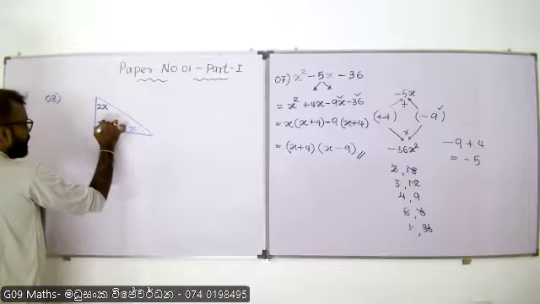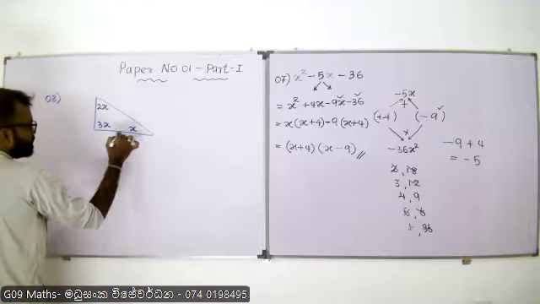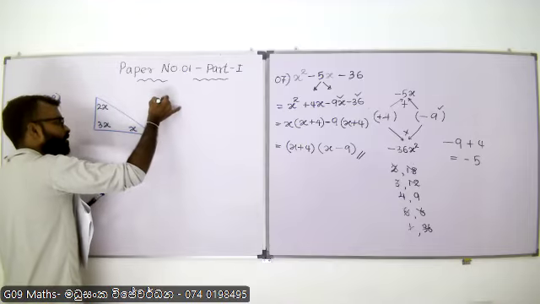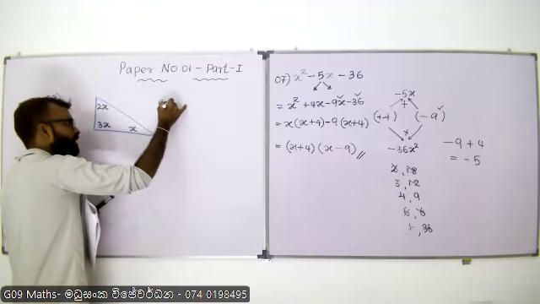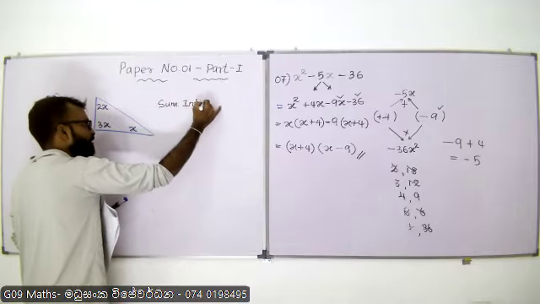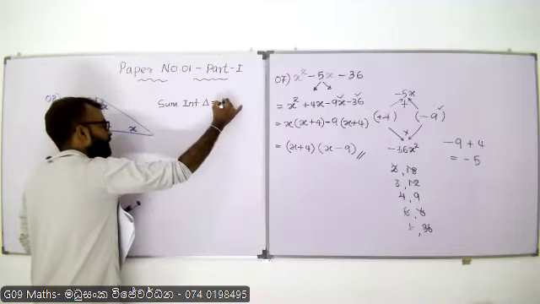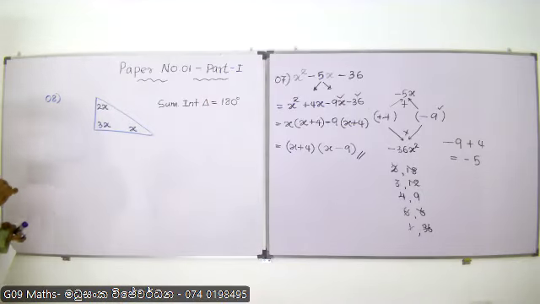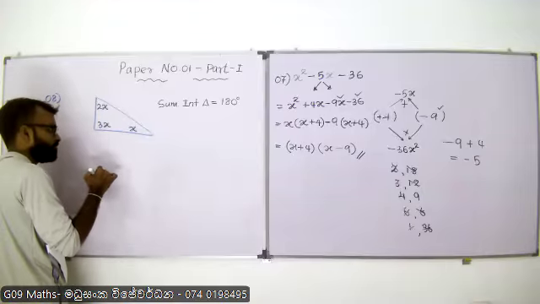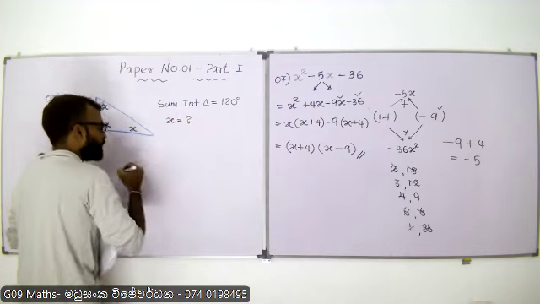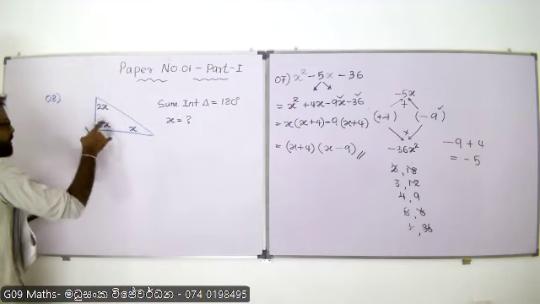3x, 2x, and x, right? So if you get the sum of the interior angles of a triangle, it would equal 180 degrees. This is the theory that we are going to use in order to find the value of x. By using that, we are going to find the value of x. How to find? This is the way.